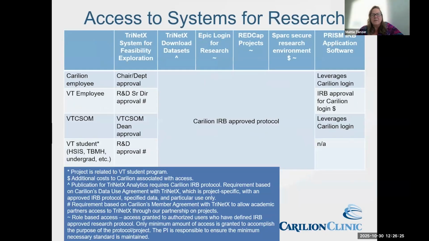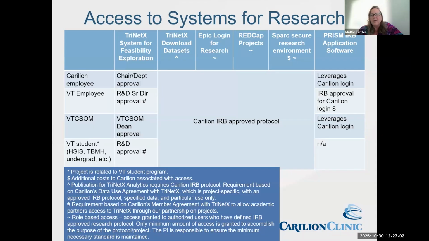So access for our systems for research, similarly, everybody has the same requirements. It's maybe just a matter of who's signing off. So for example, we have a Trinetix system. It's great for doing feasibility on patient population prior to IRB approval. It's de-identified. The licensing is coming through Corellian, so we do have some requirements. So for a Carillion employee, they just need their chair or department approval to have access to the software. That basically shows that the department or the chair wants their team member to spend time doing this, and that's enough for us. For anybody at Virginia Tech, there's some different ways.